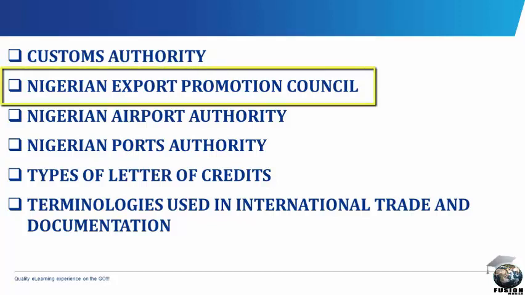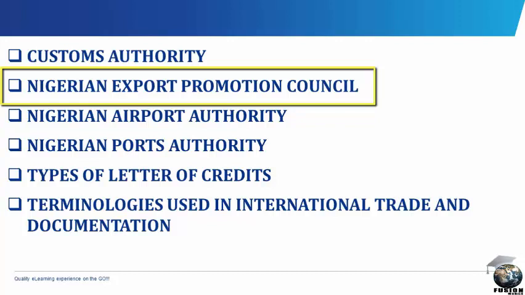Nigerian Export Promotion Council. This is a council that was set up to assist exporters in the course of exporting goods and to set out procedures for export trade. The council also assists in assessing the performance of Nigeria's export commodities in foreign markets. Functions of the Nigerian Export Promotion Council include export financing and incentives.